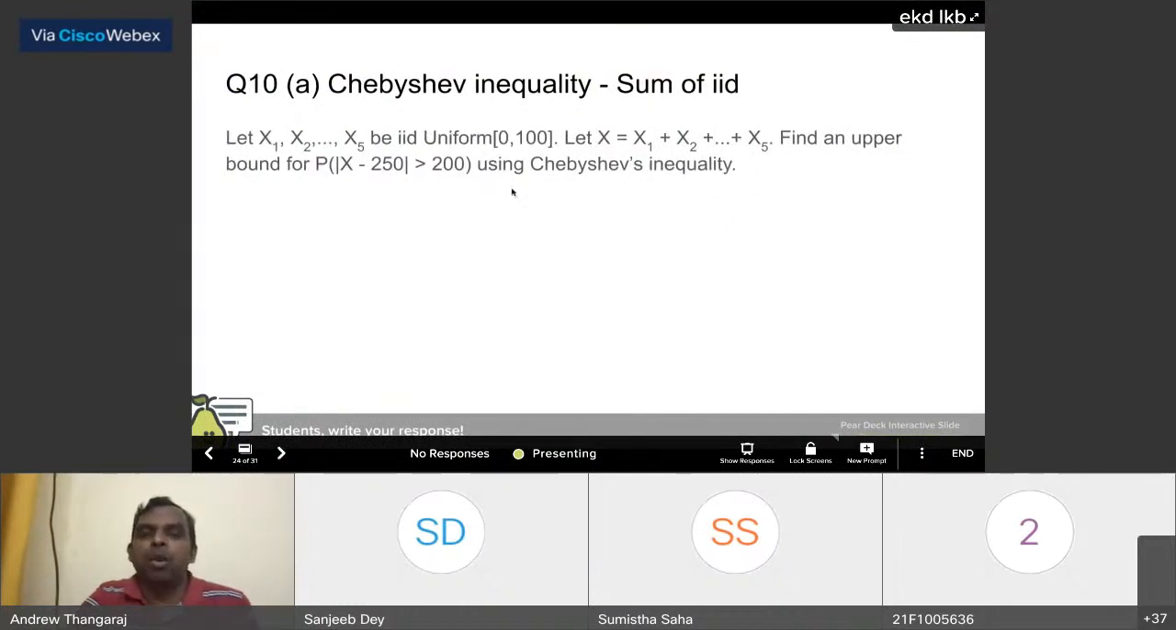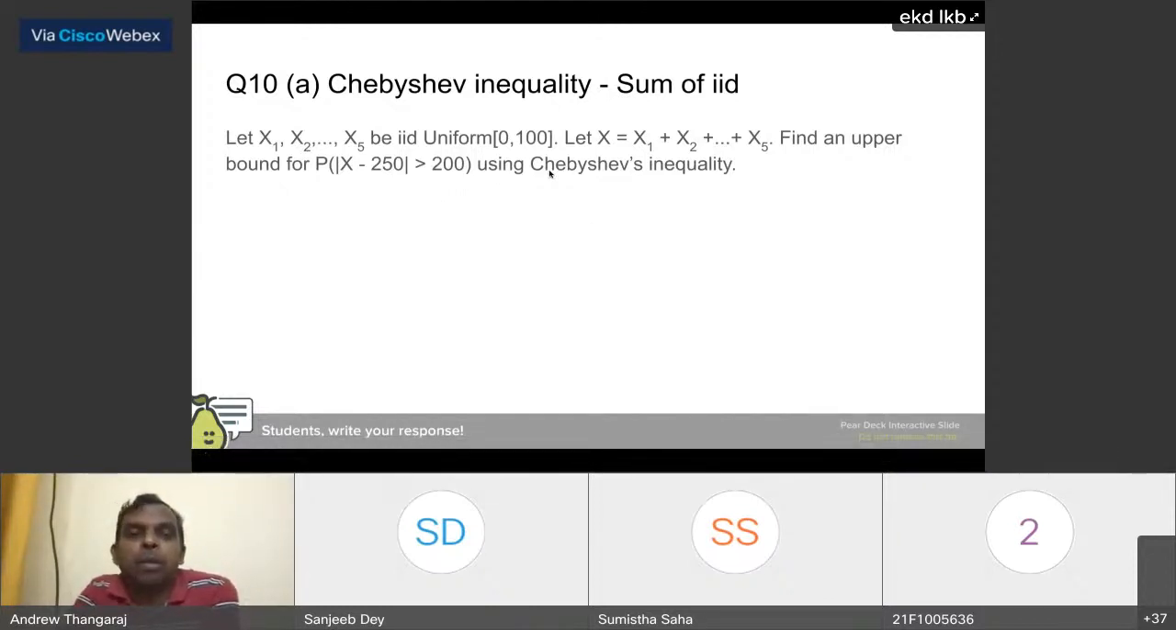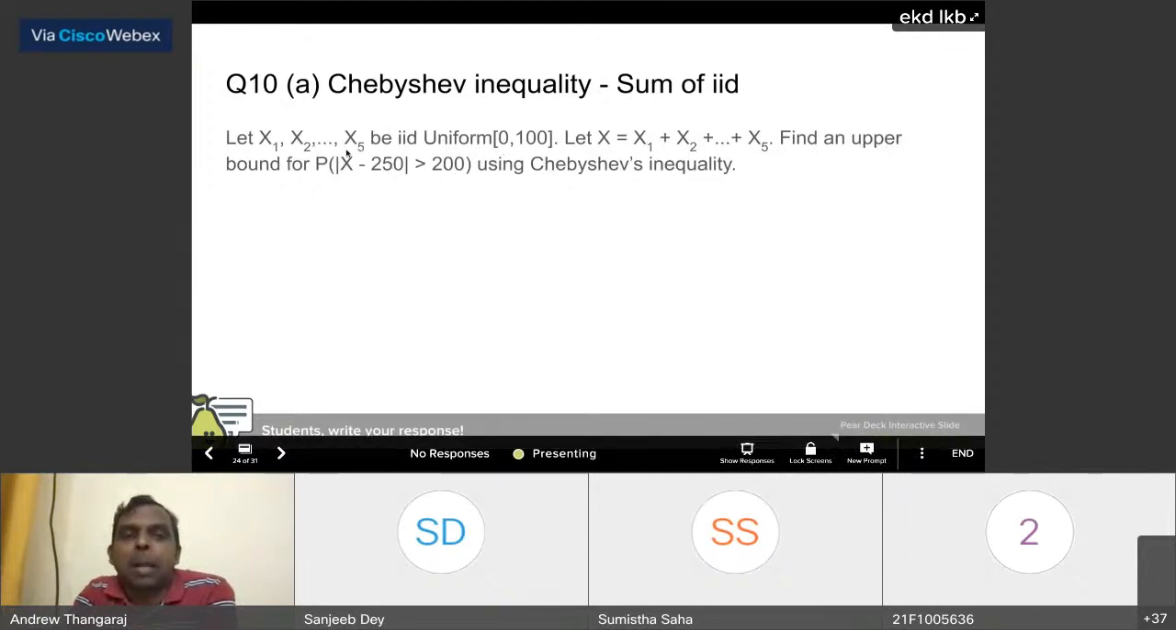Okay, so let's move on to the more interesting problems, which is where the power of these inequalities is clearly seen. The first example is 5 IID uniform 0 to 100 distributions, and x is x1 plus x2 plus up to x5. Remember once again, these are IID. So the expected value of x will go through as a summation, and because they are independent, variance will also be a simple summation. Variance will also add.